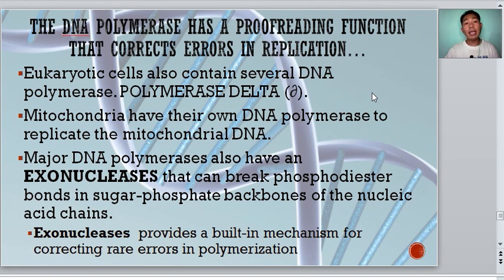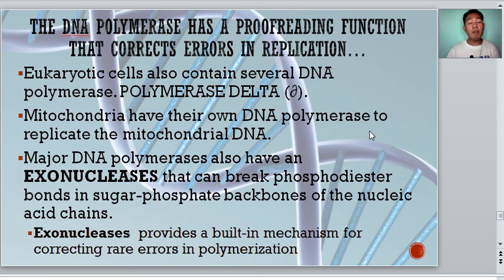Eukaryotic cells, on the other hand, contain several DNA polymerases, such as polymerase delta. Mitochondria have their own DNA polymerase to replicate the mitochondrial DNA. Notice that our mitochondria can reproduce on their own because they have their own DNA. Thus, they also have their own DNA polymerases for replication.